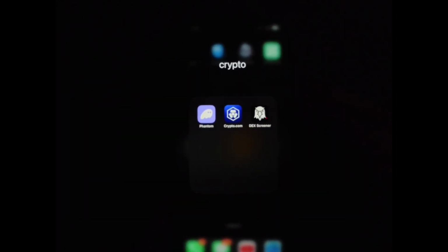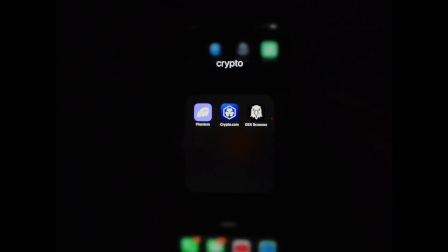But overall, these are the three main apps I would download if you're trying to get into trading meme coins: Phantom, Crypto.com, and Dex Screener.